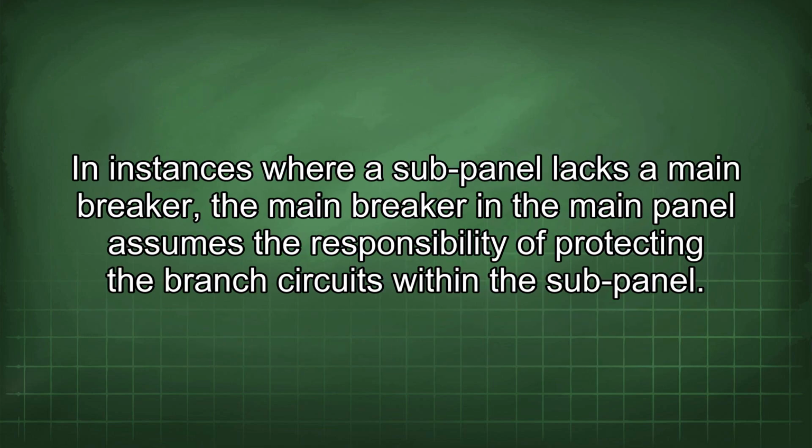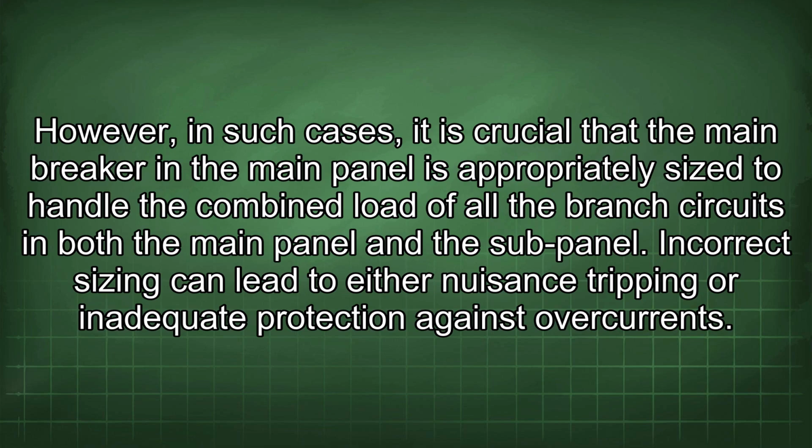In instances where a subpanel lacks a main breaker, the main breaker in the main panel assumes the responsibility of protecting the branch circuits within the subpanel. However, in such cases, it is crucial that the main breaker in the main panel is appropriately sized to handle the combined load of all the branch circuits in both the main panel and the subpanel. Incorrect sizing can lead to either nuisance tripping or inadequate protection against overcurrents.